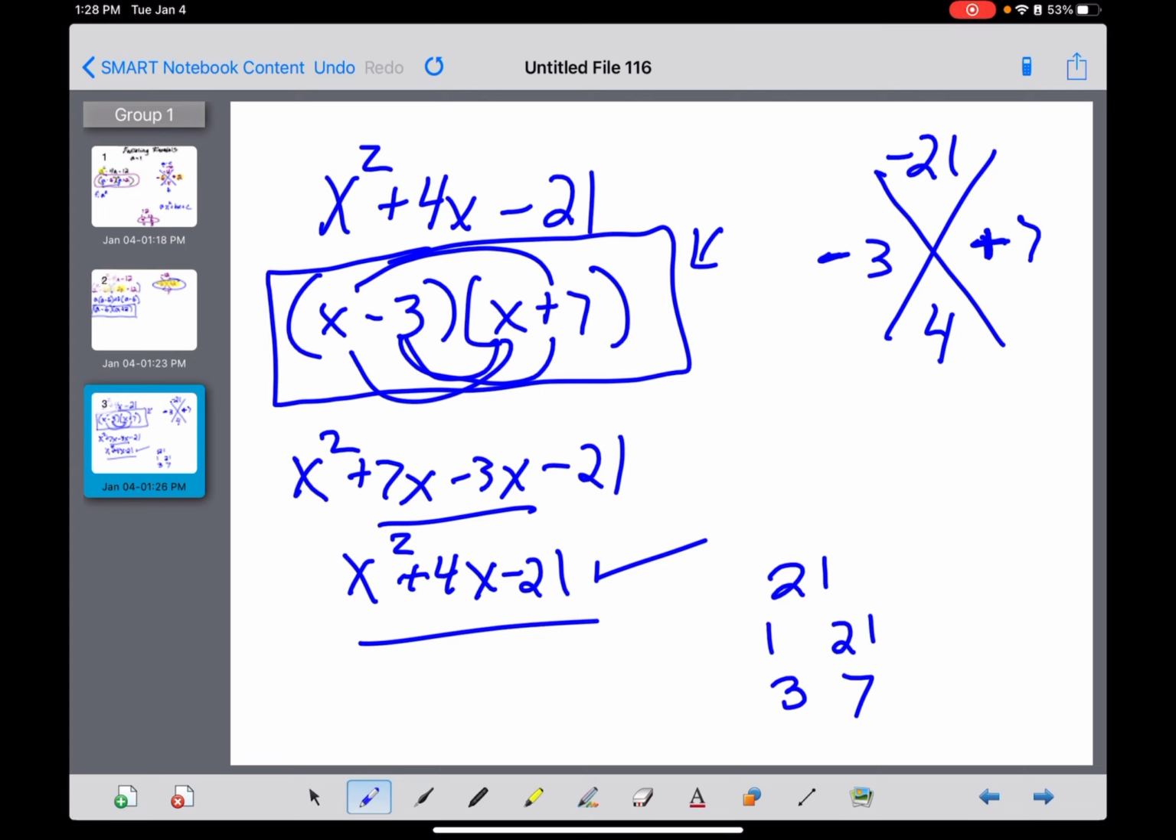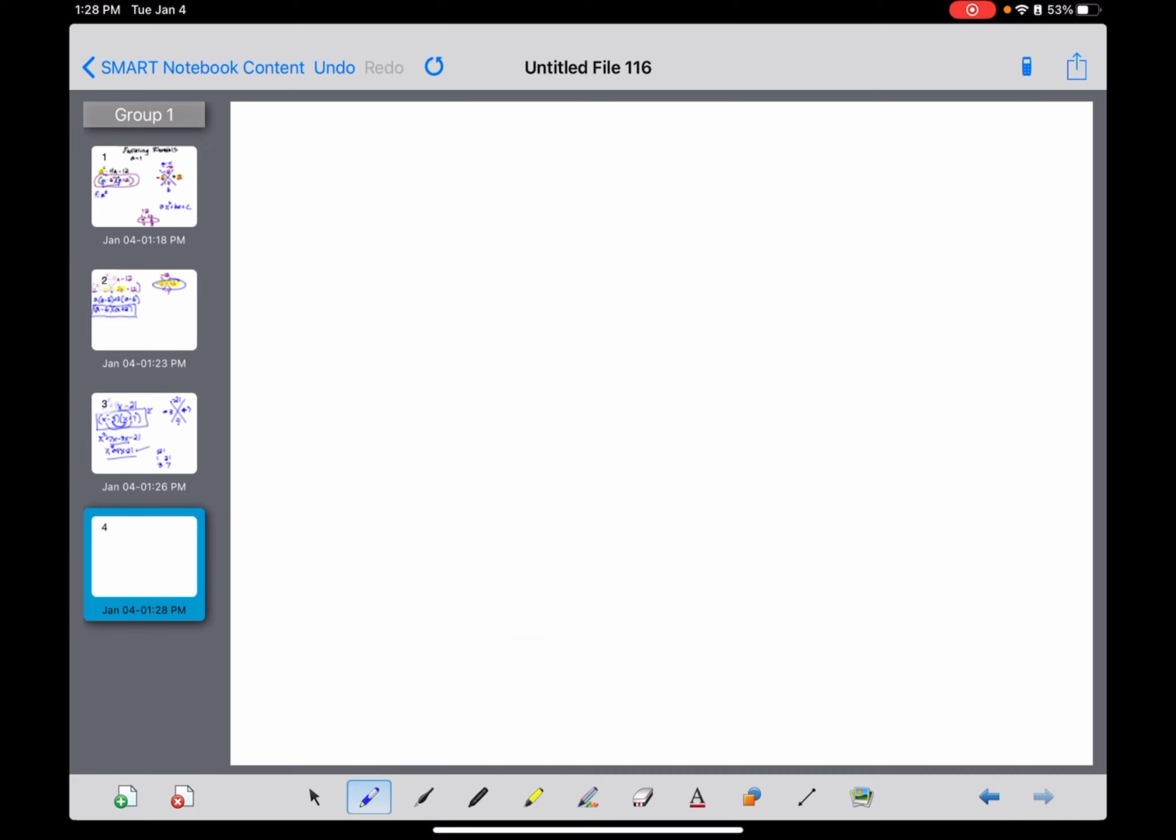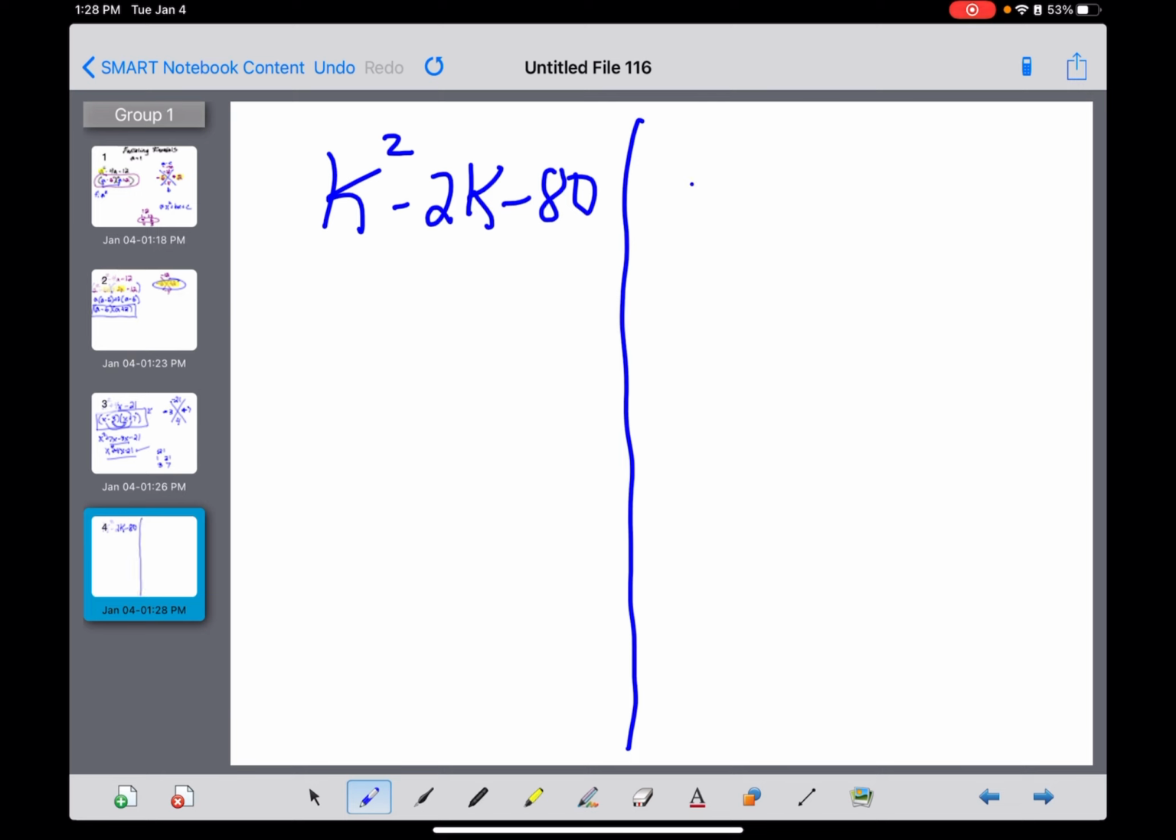Okay. I'm going to have you try a couple of them, and then we'll go over them, and we'll move on for the day. So go k squared minus 2k minus 80, which is a big one. So I want you to do that one. Then I also want you to do r squared minus 4r minus 60. Go ahead and factor those two.